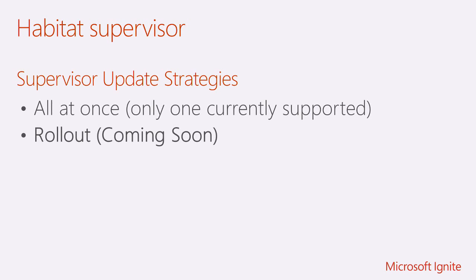The other one, which is coming soon, is called rollouts. So this means, say we have a supervisor ring with 4 supervisors. One of them is going to update. Only when that one's finished updating will the next one update, and only when that one's finished will the next one update. There's only going to be one updating at any given time.